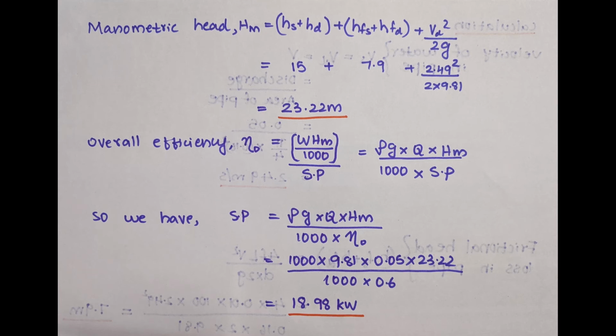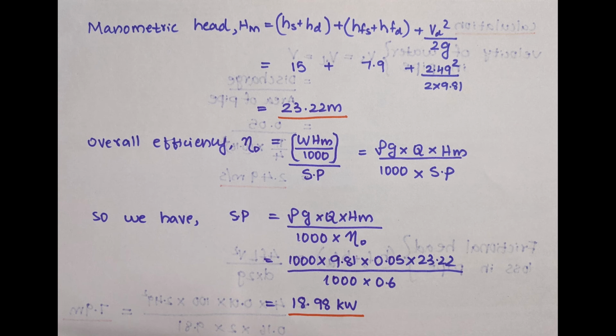To find the manometric head, the equation is Hm equal to Hs plus Hd, that is our height, plus Hfs plus Hfd, that is our frictional loss, plus Vd square divided by 2g. Substituting the values, height equal to 15 plus our frictional loss 7.9 plus Vd square, our velocity, 2.49 square divided by 2 into the gravitational constant 9.81. By calculation, we get the value manometric head as 23.22 meter.